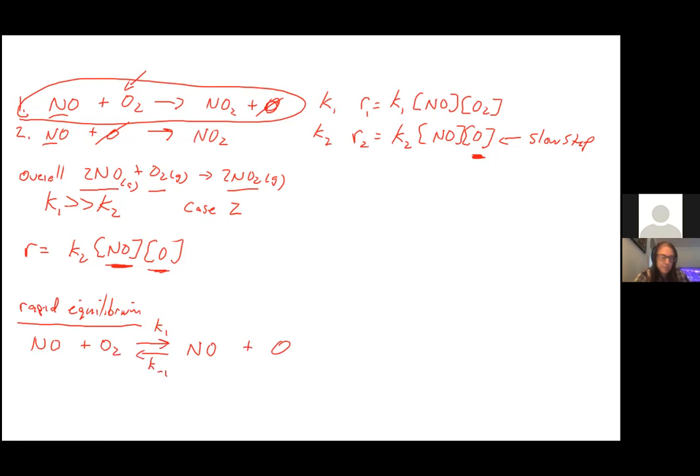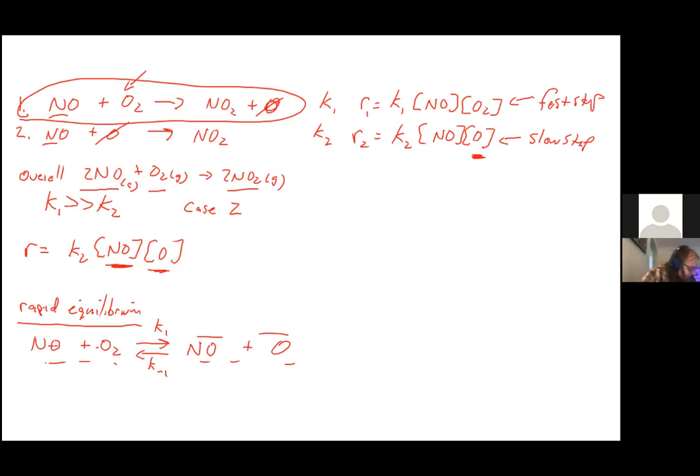What I'm claiming now is that for this fast step, this is happening fast. So these two are going to form these products really fast. But then over time, these will start reforming the reactants. So it goes back and forth. Both processes occurring simultaneously. That's called fast equilibrium.